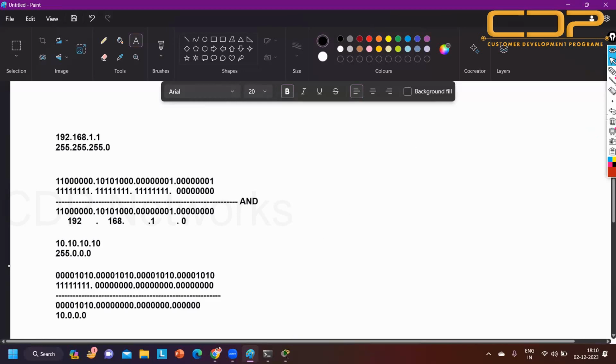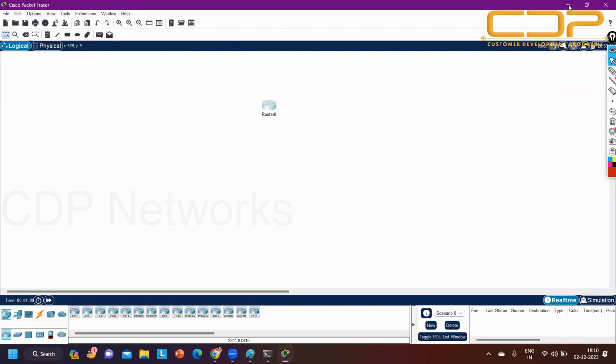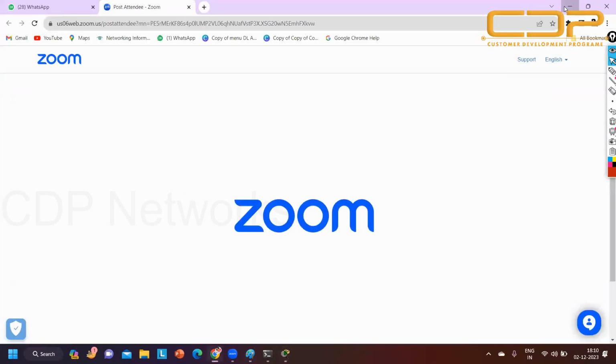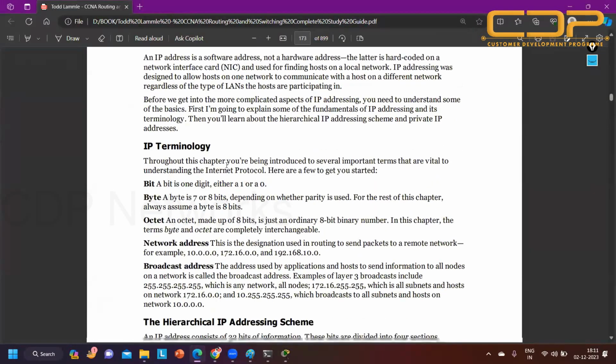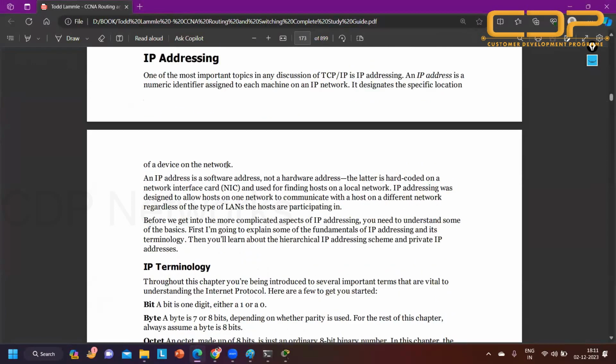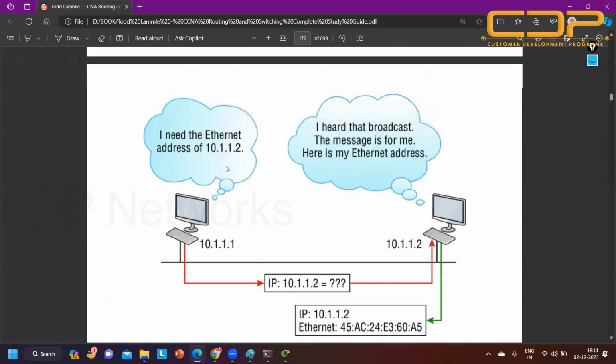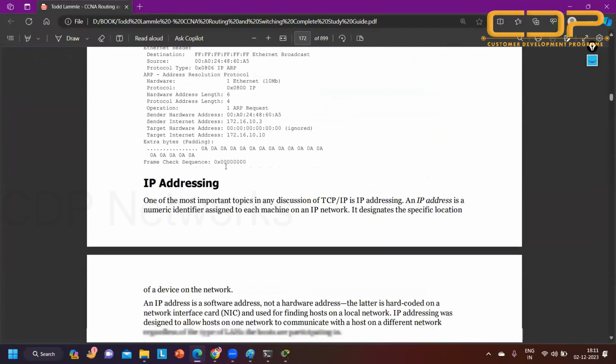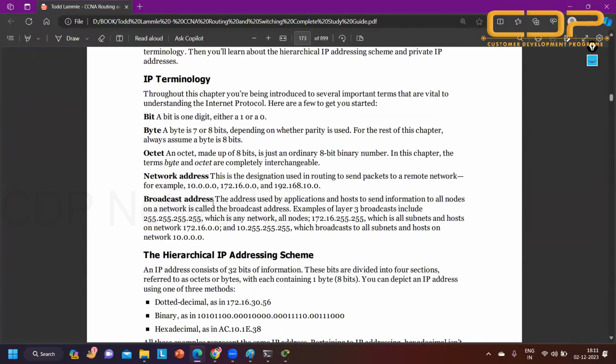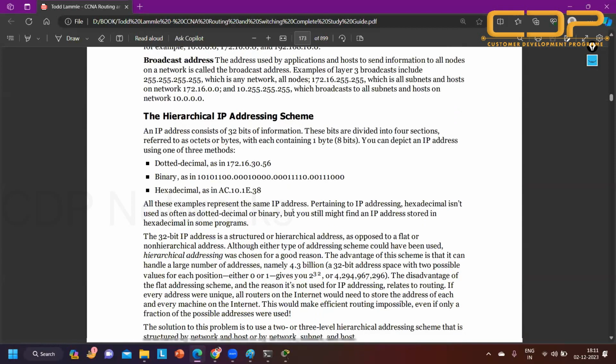Okay. Let me check. Let me show you it in the book also. So here you can read about IP addressing, guys. The detailed information about IP addressing, like why we came up with classes, or binary to decimal conversion is also there. Bits, bytes.